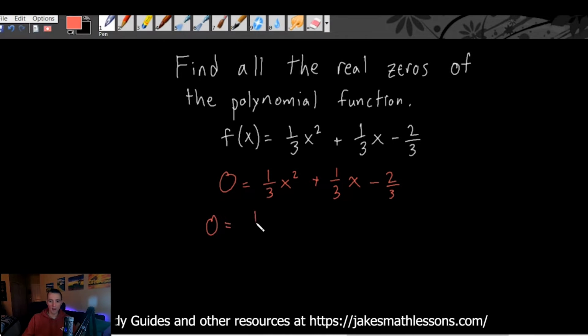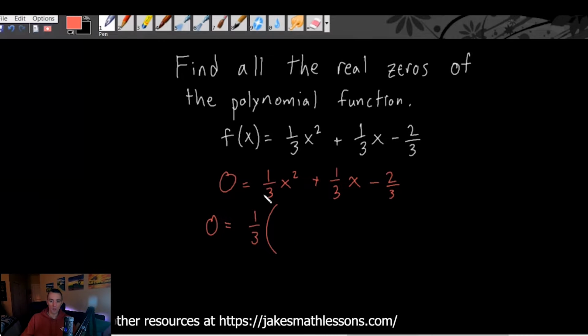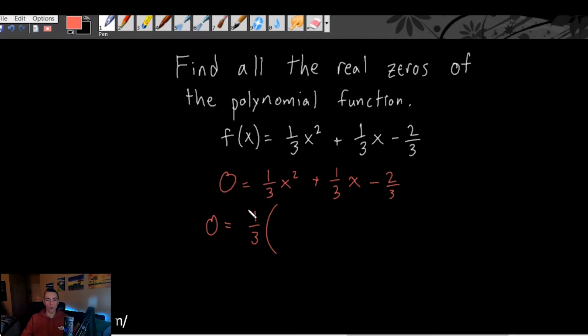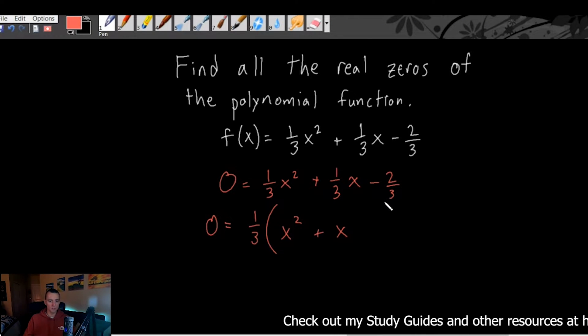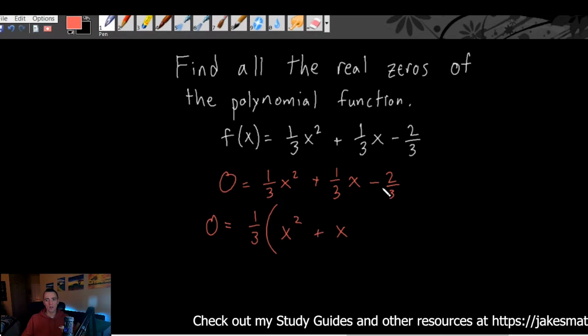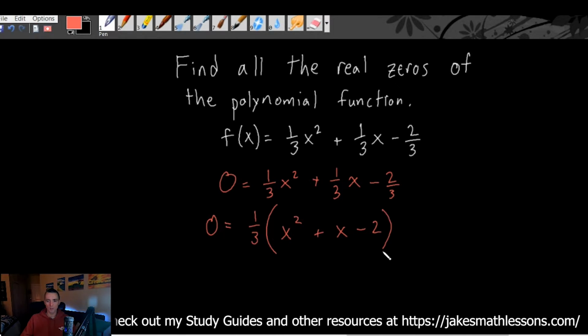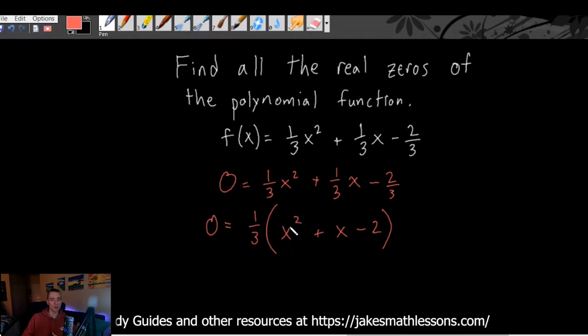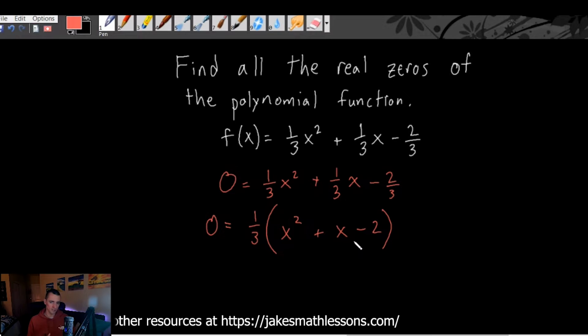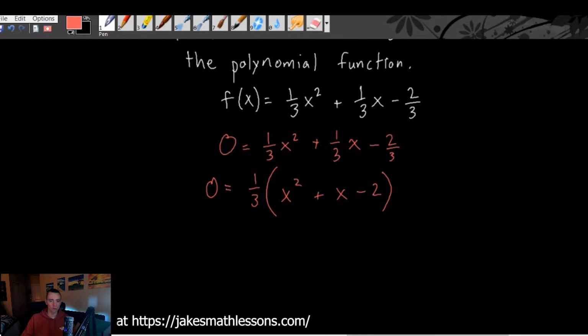So we can actually factor out 1/3 from every single one of these 3 terms, and then hopefully we'll have something that's a little bit easier to factor left over at that point. So we can go ahead and do that. We'll pull out the 1/3. If we divide this first term by 1/3, 1/3 x squared divided by 1/3 is just going to leave us with x squared. 1/3 x divided by 1/3 is just going to leave us with an x. And then -2/3 divided by 1/3, if we pull that 1/3 out, that's just going to leave us with the -2. So basically, this now is something that probably looks a little bit more realistic to factor without having some weird factors in there.